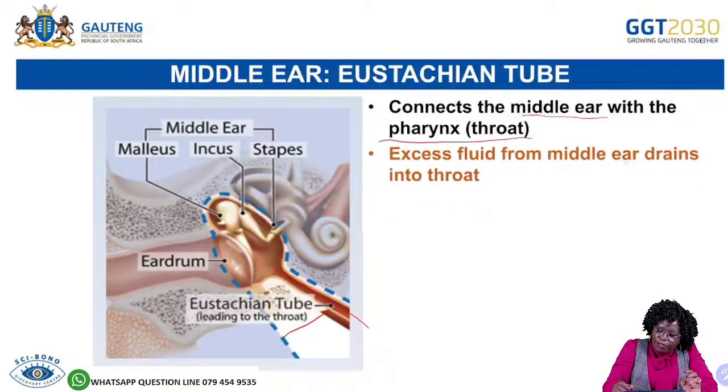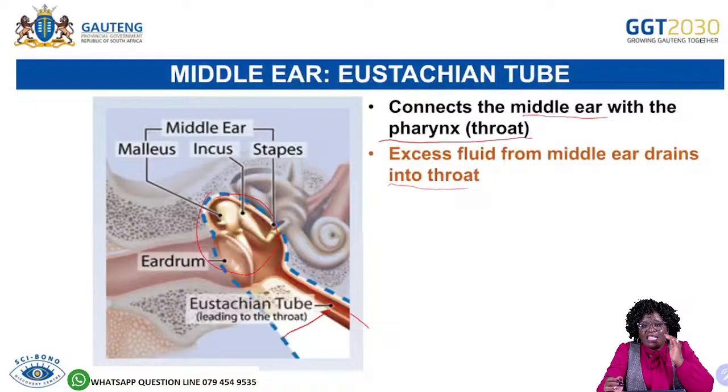Excess fluid from the middle ear drains into the throat. We cannot have fluid form and stay in the middle ear. That is why later you'll talk about middle ear infections when there is excess fluid, because excess fluid cannot stay in the middle ear while a person is healthy and happy. It must drain into the throat.